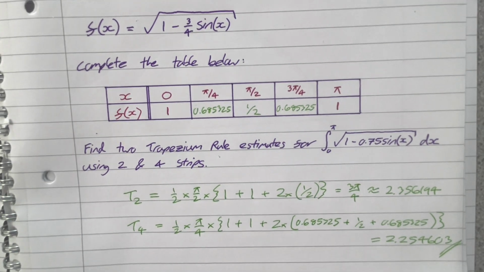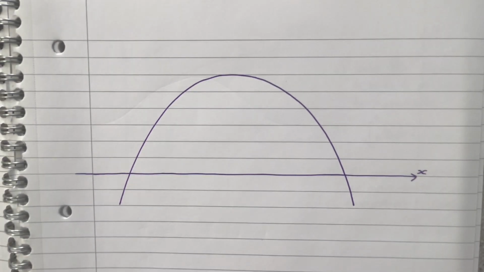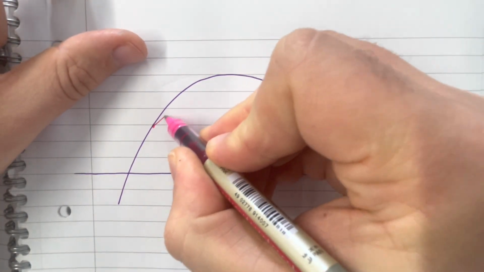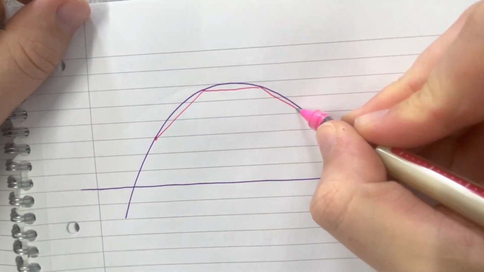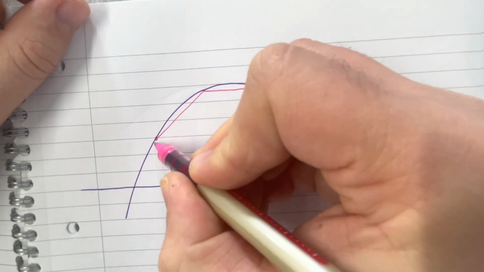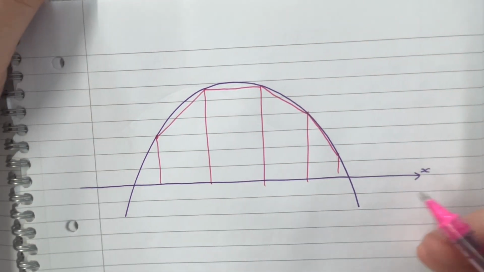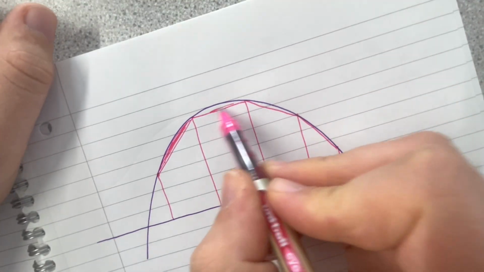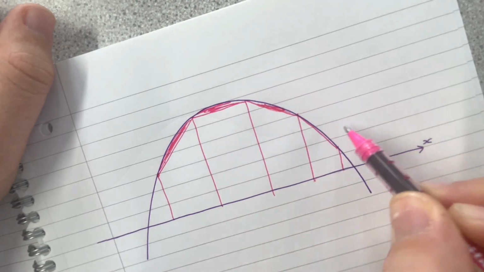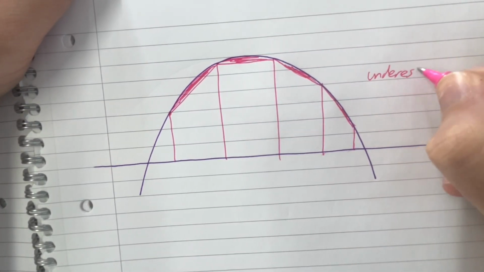Okay, a couple more things before I finish. I want to talk about when the trapezium rule overestimates or underestimates. So here I've got one curve. So it does that. But what we can see is that these trapezia are all under the curve. So we're missing off this area, this area, this area, and that area. So this is going to be an underestimate.